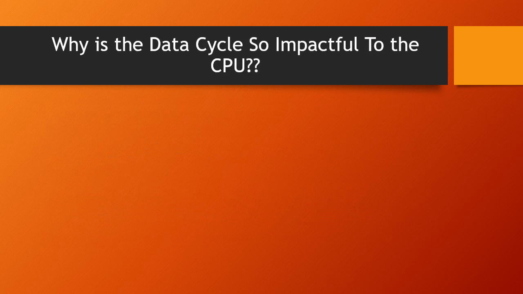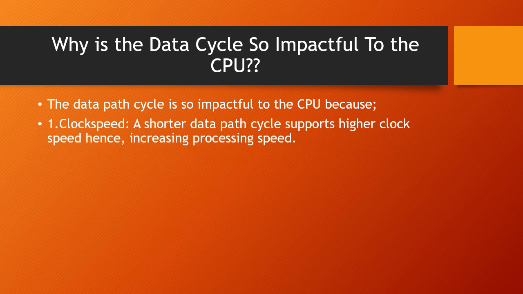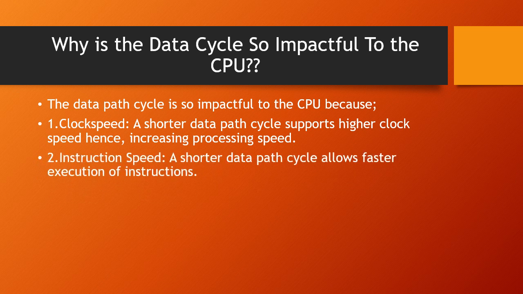Now, why is the data cycle so impactful to the CPU? The data path cycle is so impactful to the CPU because of, one, the clock speed. A shorter data path cycle supports higher clock speed, hence increasing processing speed. And two is the instruction speed. This is because a shorter data path cycle allows faster execution of instructions.